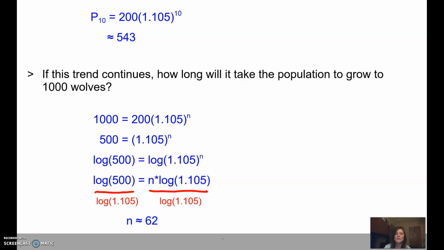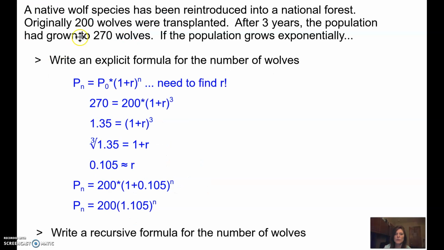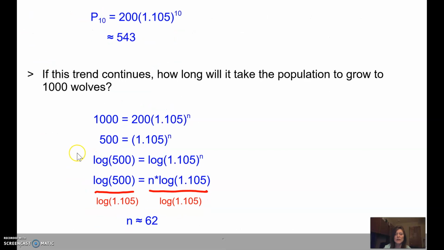So what was my first year? Well, go back and look at your problem. It doesn't really tell me, so I'm just going to say my answer here would be, well, in about 62 years, you will have a population of 1,000 wolves if this model holds.